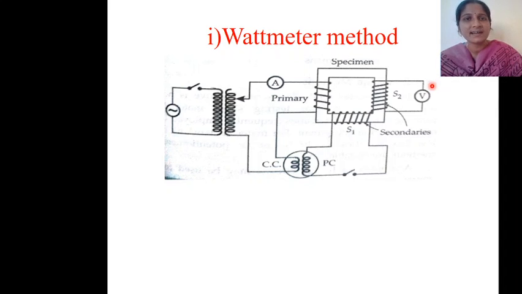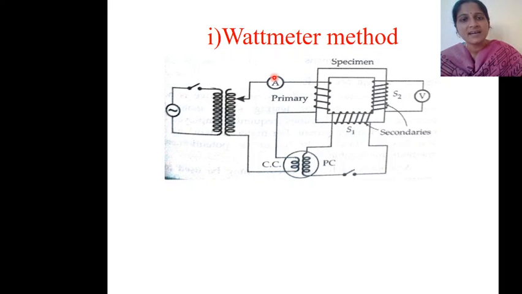Whenever you are conducting a no load test, the current will be of a small value, and the wattmeter used will be an LPF, that is a low power factor wattmeter, of value 0.2. In this low power factor wattmeter, the current coil is connected to the primary winding of the specimen, and the pressure coil is connected to the secondary of the specimen. For the secondary, there is a voltmeter connected, and to maintain constant current there is an ammeter provided. So this is about the construction.